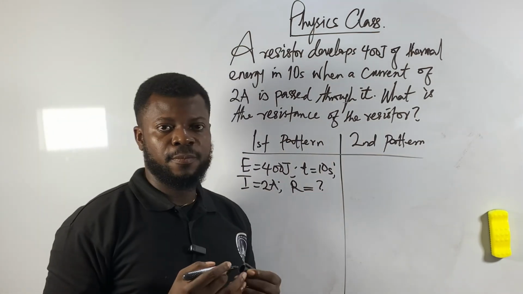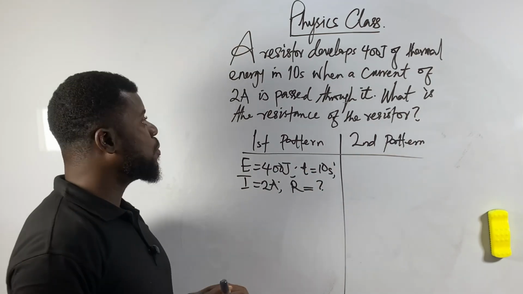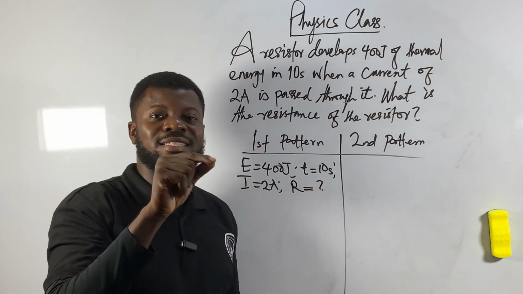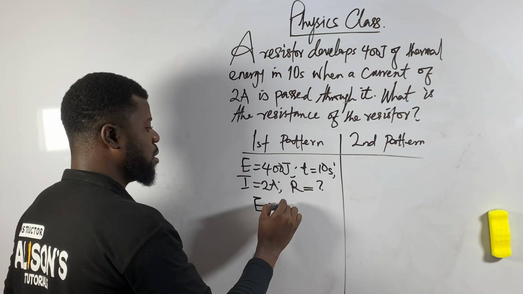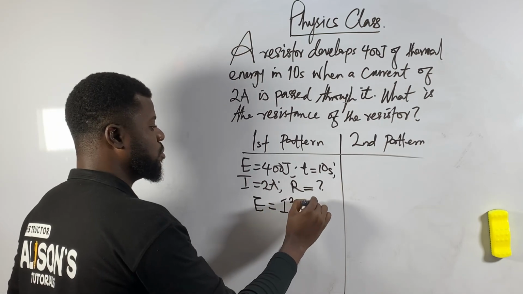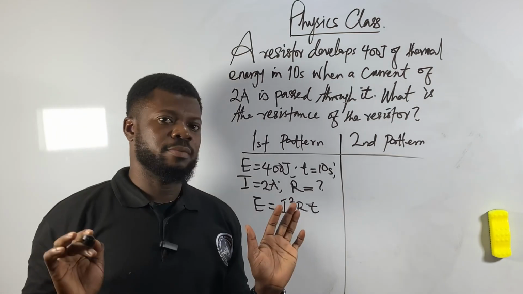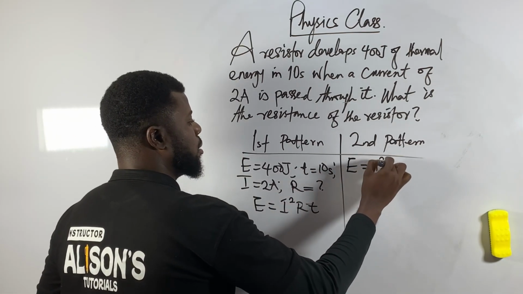Now we define. These same parameters we will use for this second formula. The formula we will use is the formula of thermal energy, or the Joule heating formula. What will be the formula? E equals I squared R T. If you have never seen the formula before, no problem. This same formula is what I will use for the second one. I'm not going to change it.